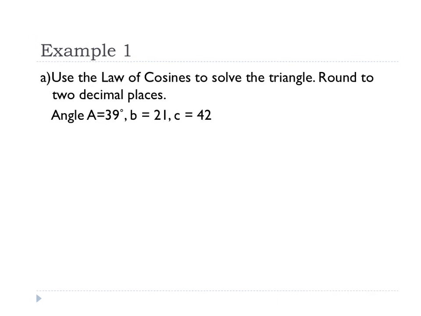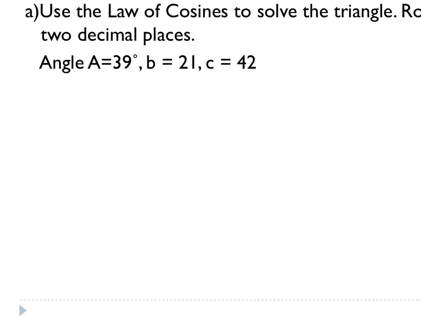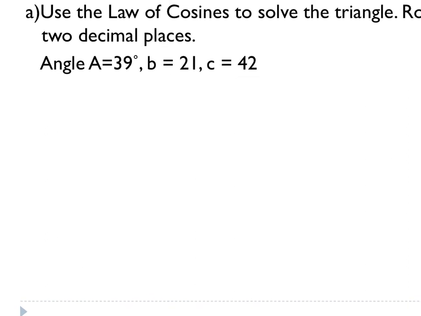So let's work one out. It says use the law of cosines to solve the triangle and then round to 2 decimal places. So you can draw the picture out. Honestly, with law of cosines, I tend not to because the formulas are letter-based. I don't need a picture. But if it makes you feel better, draw yourself a picture. So if you look here, I've got angle A, side B, and side C. What's missing that I can find?